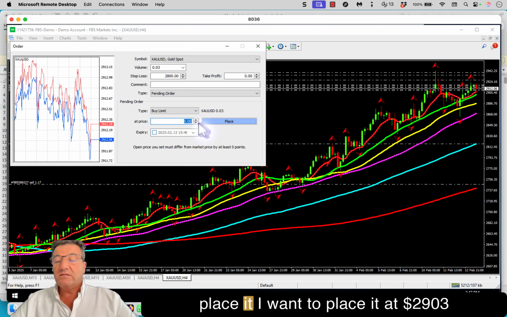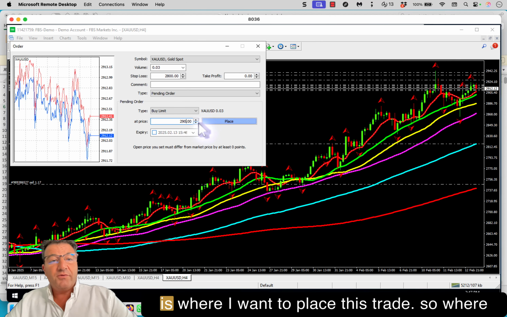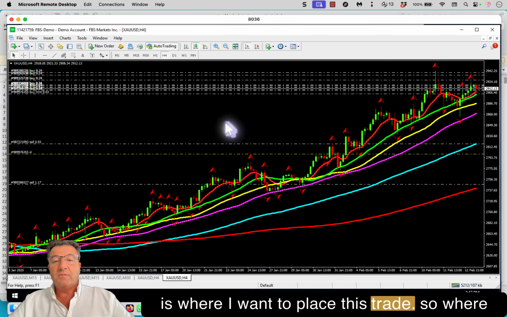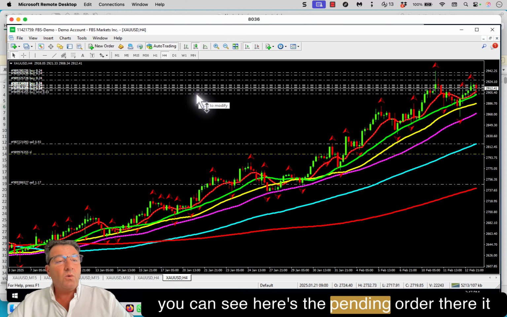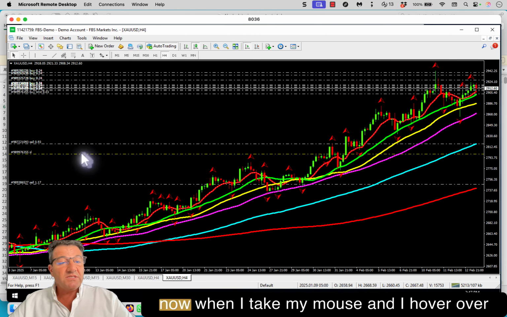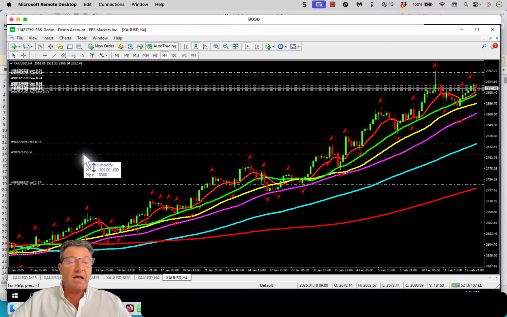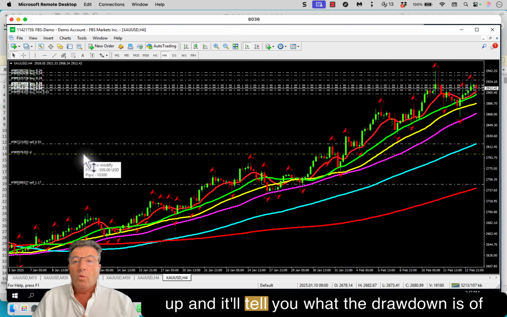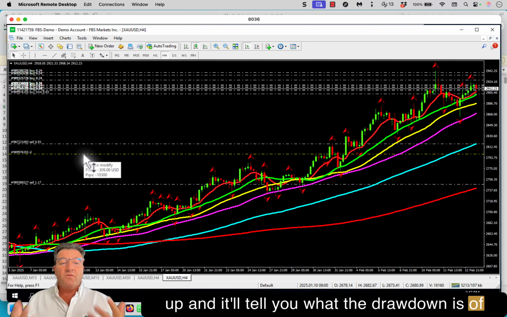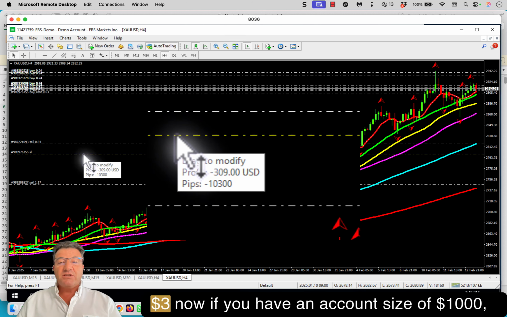You'll see the stop loss on the pending order. Where do I want to place it? I want to place it at 2,800. Okay, so there you can see here's the pending order, there it is over here, buy limit, and here is the stop loss. Now, when I hover my mouse over this trade, a little box will come up and tell you what the drawdown of that trade is. And as you can see, the drawdown of that trade is $3.